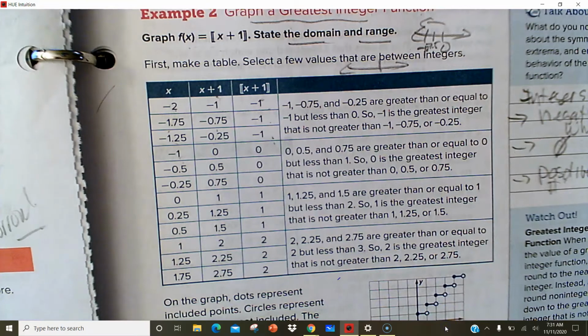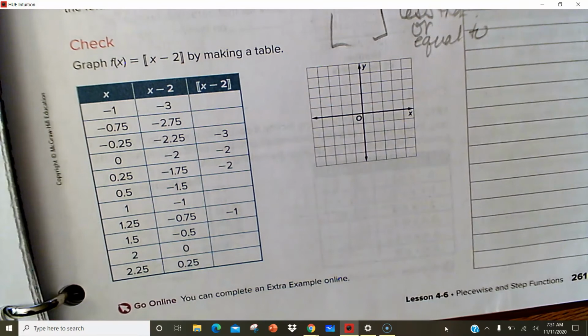All right, so go ahead and do the check right now. At least put in these values here real quick in the check.